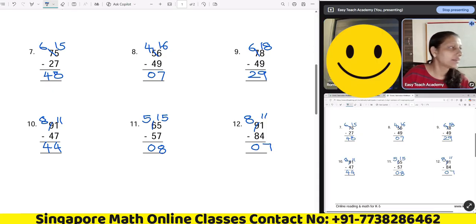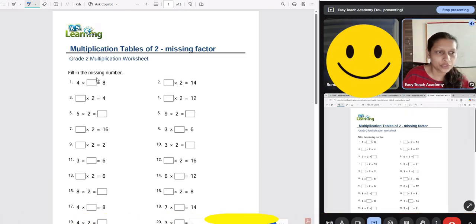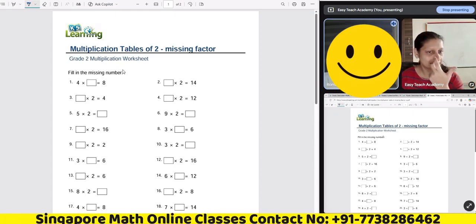Amazing. Now, dear, missing numbers. Do you know the table of 2, right, baby? In the table of 4, do you know the table of 4 also? Okay. 4 times 1, 4, 4 times 2, 8. So how many times it came? 2 times, right? So I'll write here 2.